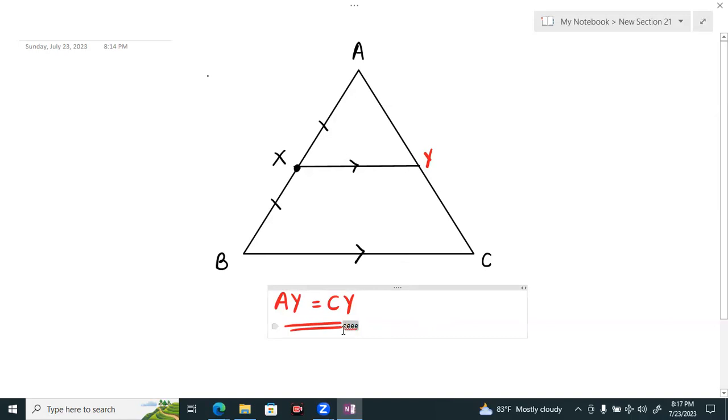We can identify that Y is the midpoint of AC. Okay, draw this diagram. This is the converse of the theorem. I will explain how we identify, when we solve the questions, how we apply the midpoint theorem and the converse of the theorem. Okay.